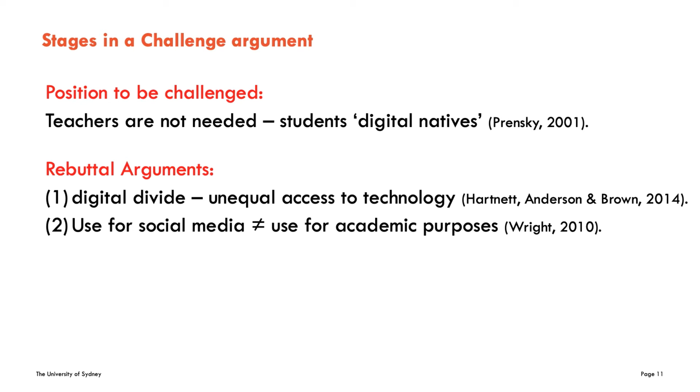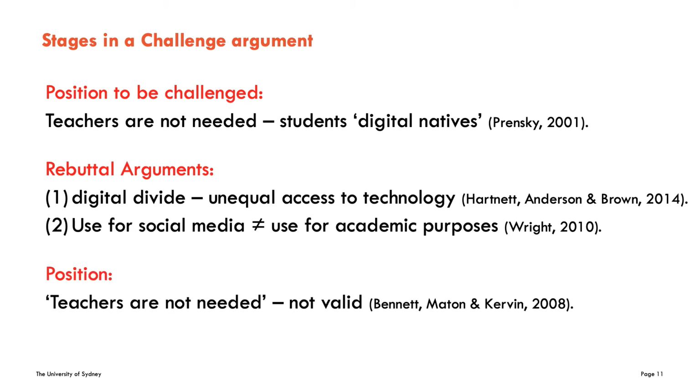First, not all students are equally at home with the new technologies. Second, there is a difference between the use of these technologies for academic rather than personal or social purposes. Finally, the writer puts forward their own position, that is, that teachers are still needed to teach diverse students how to use the new technologies for academic purposes. They can then continue to develop their arguments in the remainder of the essay.